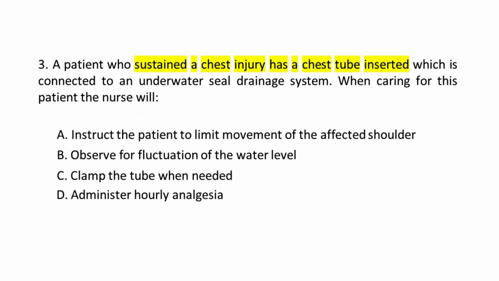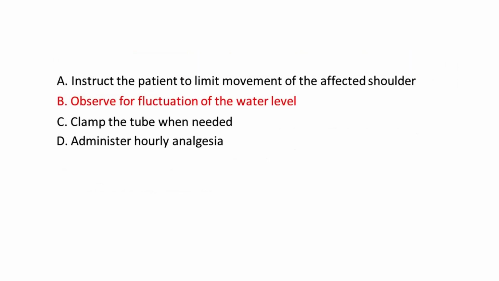3. A patient who sustained a chest injury has a chest tube inserted which is connected to an underwater seal drainage system. When caring for this patient, the nurse will: A. Instruct the patient to limit movement of the affected shoulder. B. Observe for fluctuation of the water level. C. Clamp the tube when needed. D. Administer hourly analgesia. The answer is B. Observe for fluctuation of the water level.